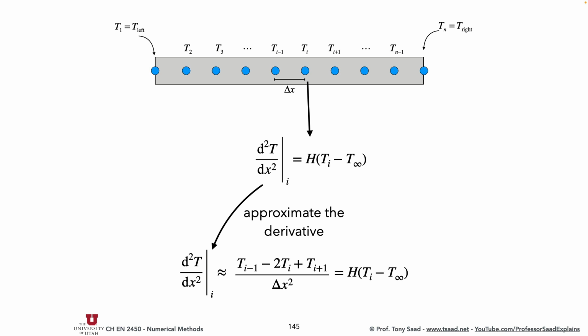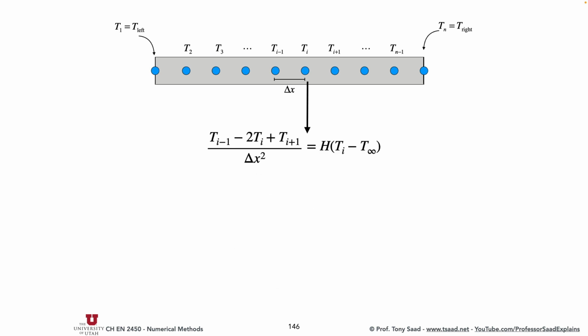Ti minus 1. So that's the point to the left. Minus 2Ti, that's the point in question, plus Ti plus 1 over delta x squared. And we already know that on the right-hand side we have h(Ti − T∞) because that equation is valid there. And that's it. Now we have an equation that is algebraic in nature. There are no derivatives in it. It's just direct values of the variables.